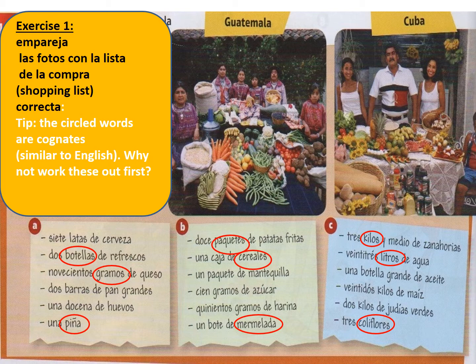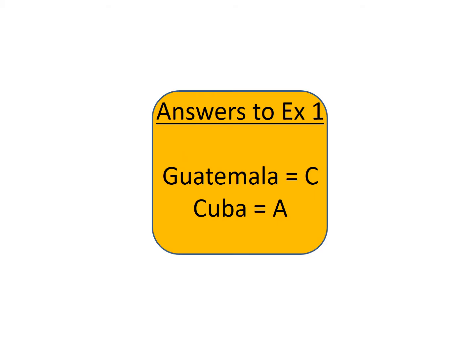All we would like you to do is to pause the video and decide which list you would link to which family. The circled words are cognates. A cognate is a word that is similar to English. So why don't you work those ones out first? Press pause and play when you're ready to move on. Okay, your answers. Guatemala was matched with shopping list C, and Cuba was matched with shopping list A.